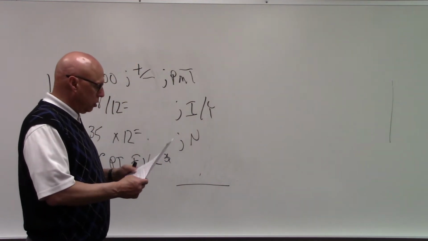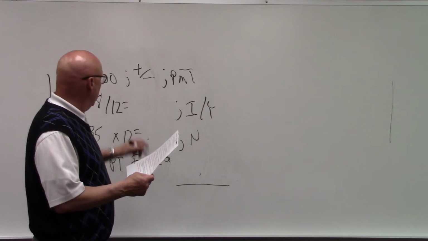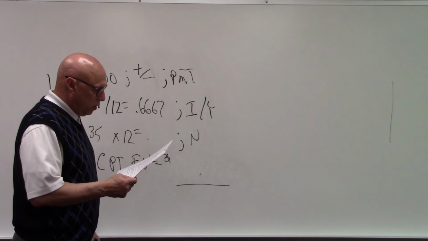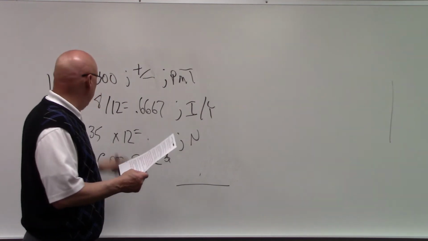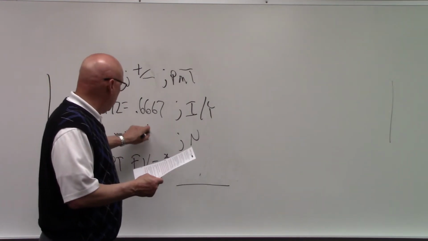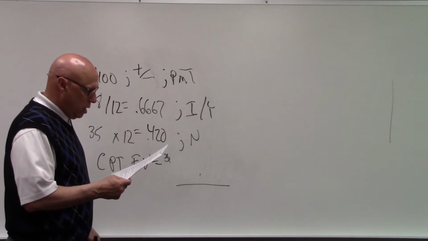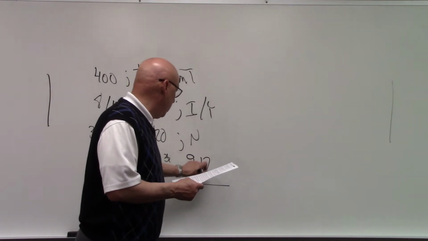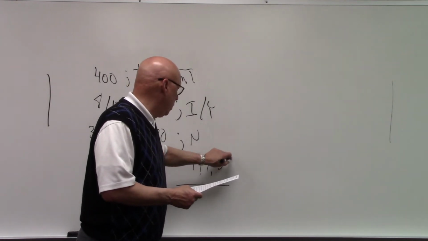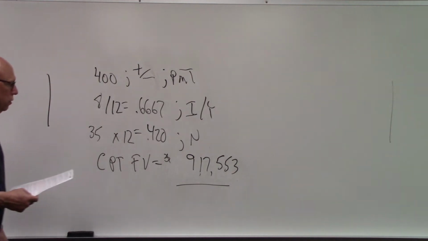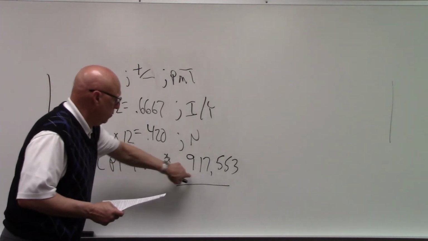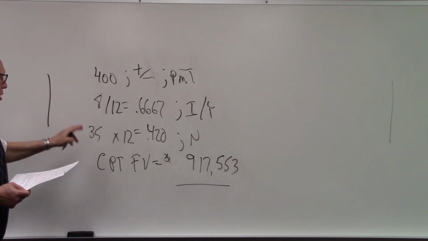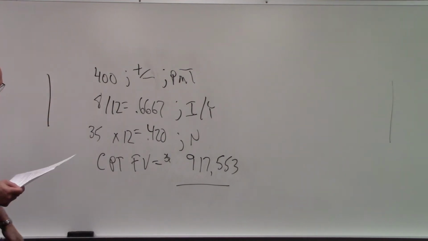All right, so the first thing is 400 is the payment, 0.6667 is the I/Y, which is 8 divided by 12, 35 times 12, 420, is the N, compute future value, and $917,553. All right, now we're talking. Now we're getting close. 917,553. 400 a month, 8% annualized, 35 years, 917,000.